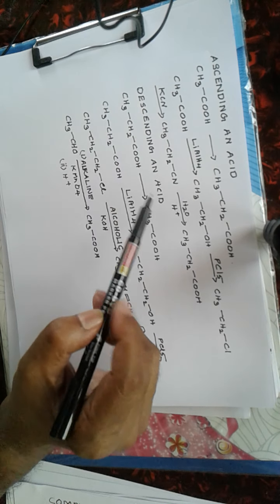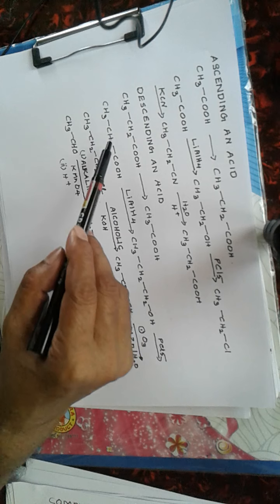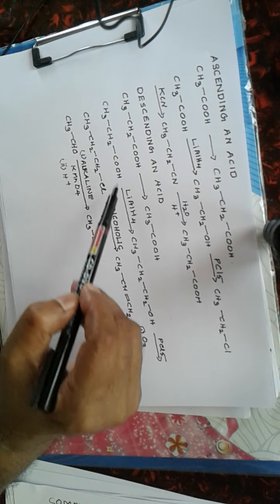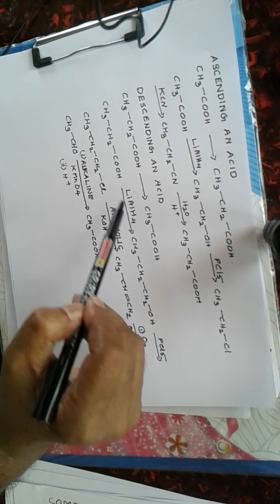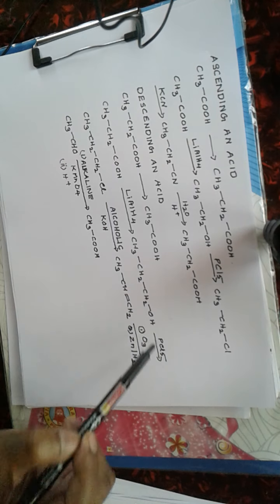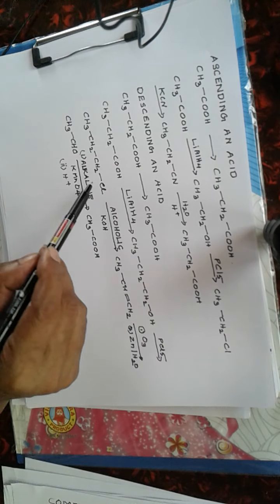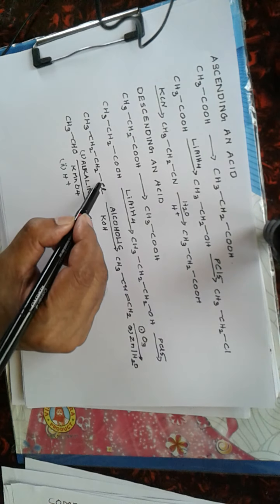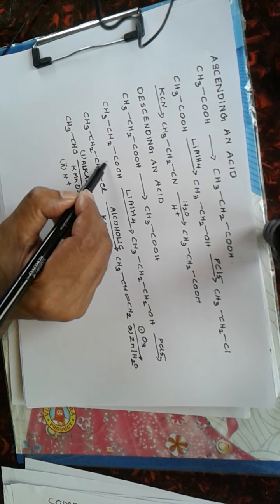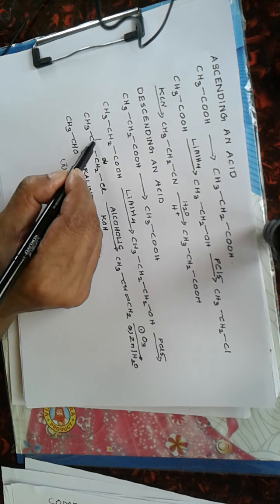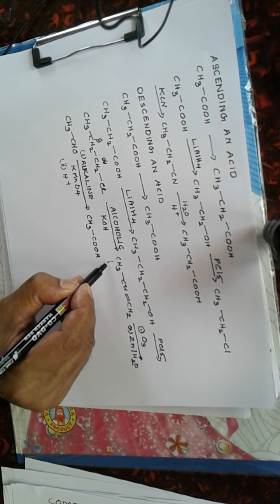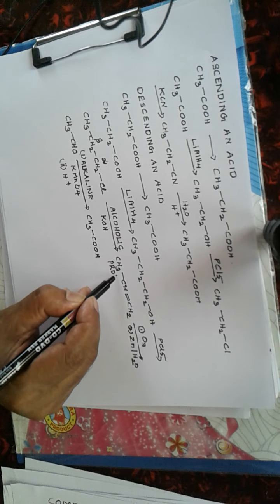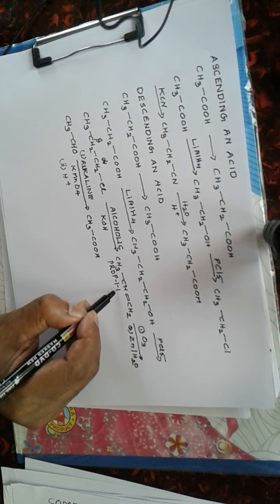And for descending an acid, a similar method is used. You start from CH3CH2COOH, you reduce it using lithium aluminum hydride, COOH is reduced to CH2OH, then PCl5, Cl is obtained, and then alcoholic KOH, removal of HCl, the Cl from here, and this is alpha carbon and this is beta carbon, so a beta hydrogen and alpha chlorine are removed, and we get this compound, that is prop-1-ene.